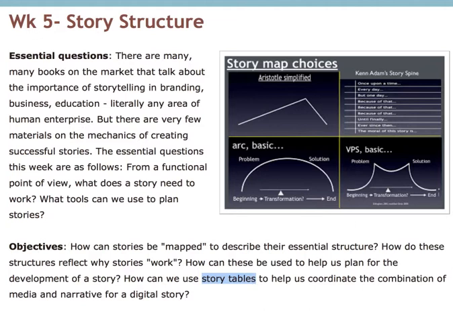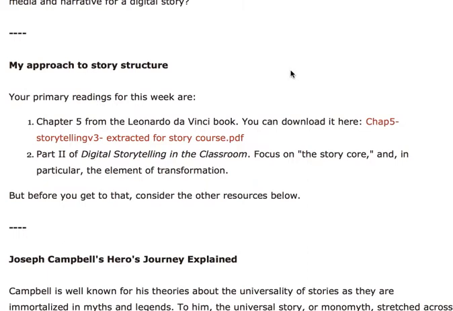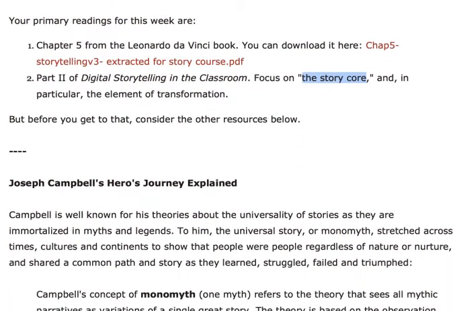So let's move down here a little bit. You'll be reading two things by me. Yes, this week's all about me. One is the storytelling chapter extracted from the Leonardo book, and part two of digital storytelling in the classroom, in which I introduce the story core, story mapping, story tables, and so on. And I also give you a number of other resources that have to do with story structures.